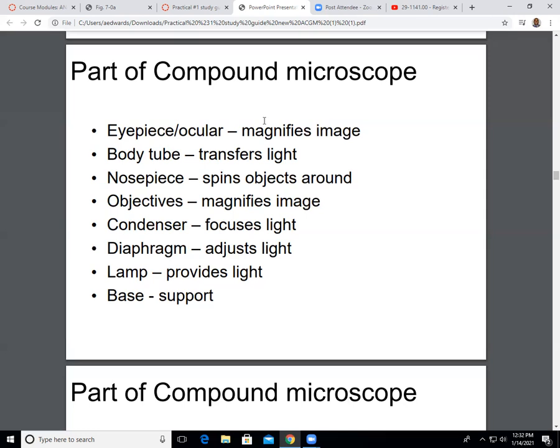You have a condenser down here that focuses the light. Okay? So it's hard to really see, and we'll show you a better picture, but you can adjust this to focus the light. Okay? And the diaphragm also allows you to adjust the light. The lamp down here is what's providing the light. Okay? And the base is your support. Okay?